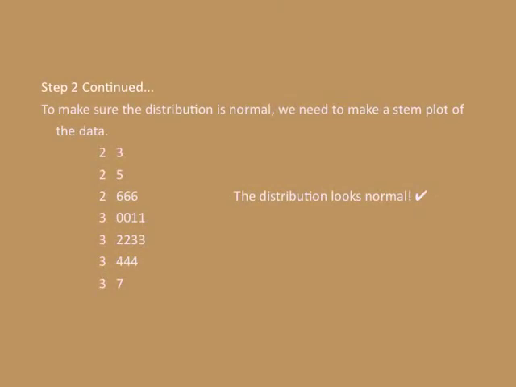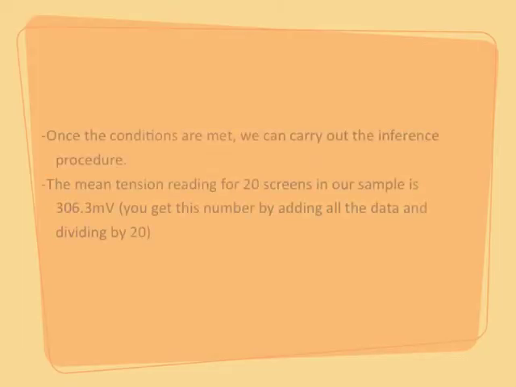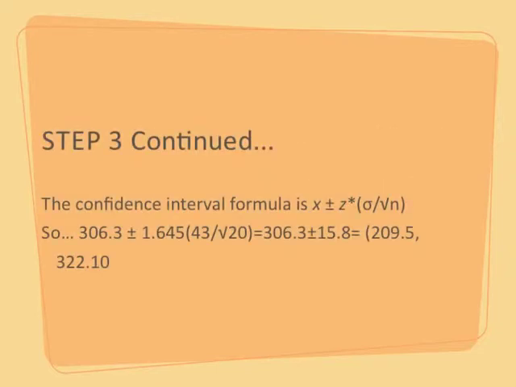Step 2 continued. To make sure the distribution is normal, we need to make a stem plot of the data. As you can see, the data is fairly normal. Once the conditions are met, we can carry out the inference procedure. The mean tension reading for the 20 screens in our sample is 306.3 millivolts. You get this number by adding all the data and dividing it by 20.